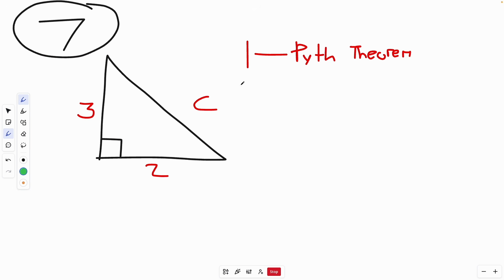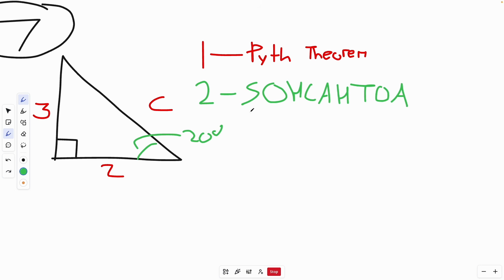Next thing you can do with right triangles is SOHCAHTOA. This is only really possible if you're given one of the angle measurements along with the sides. So say you're being shown that this is equal to 20 degrees. What SOHCAHTOA means is sine of an angle is equal to the opposite over the hypotenuse. Cosine of an angle is equal to the adjacent over the hypotenuse, and tangent of an angle is equal to opposite over adjacent.